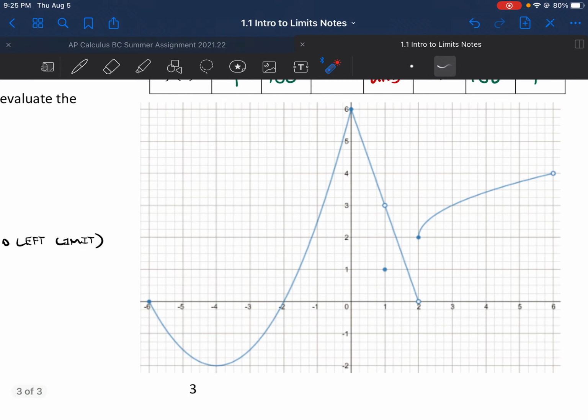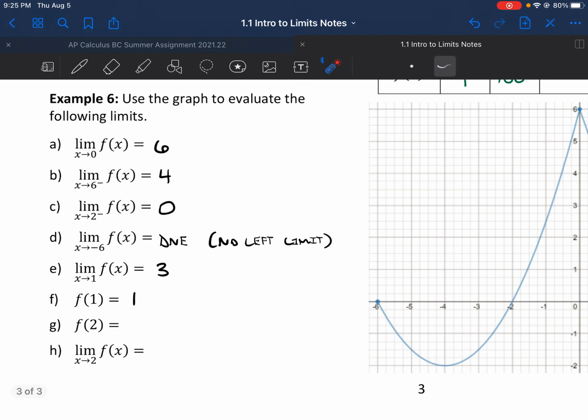Let's look at f of 2. So here's the x value of 2. If we look at the left side of 2 and the right side of 2, we can see the limit doesn't exist, but the actual function value is right here at positive 2. That's where that little closed-in circle is. So f of 2 is equal to 2.